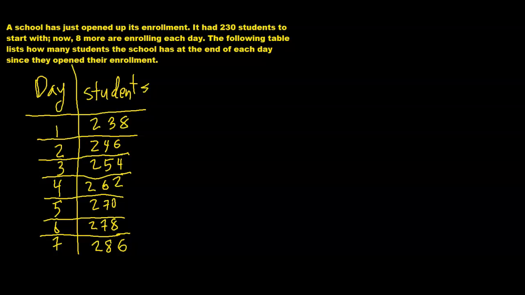A school has just opened up its enrollment. It had 230 students to start with. Now, 8 more are enrolling each day. The following table lists how many students the school has at the end of each day since they opened their enrollment. Okay, so days 1 through 7. On day 1, after 1 day of the open enrollment, there are 238 students. After 2 days of open enrollment, there are 246 students. After 3 days, there are 254 students, and so on, right?